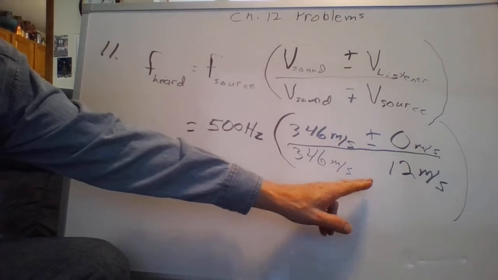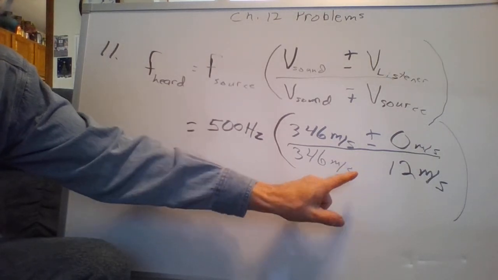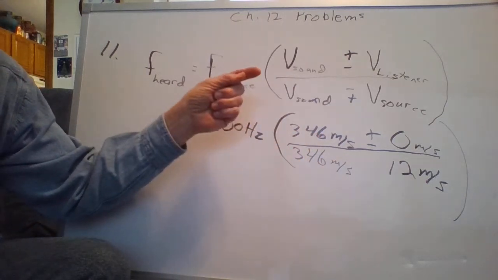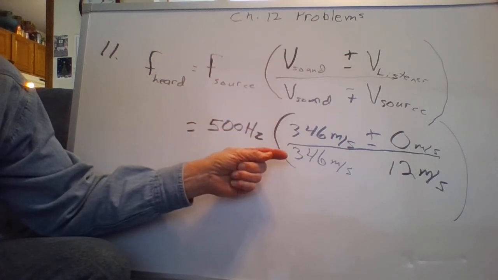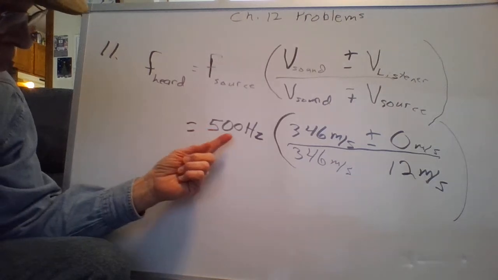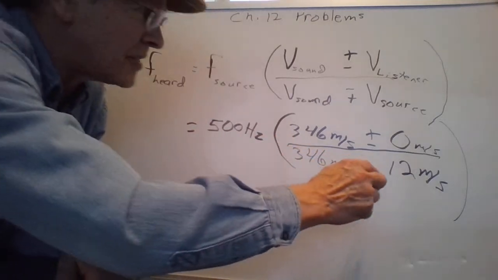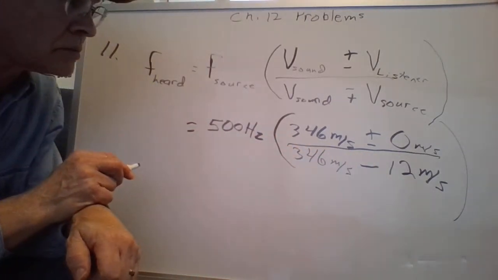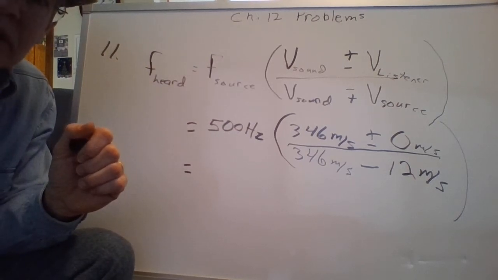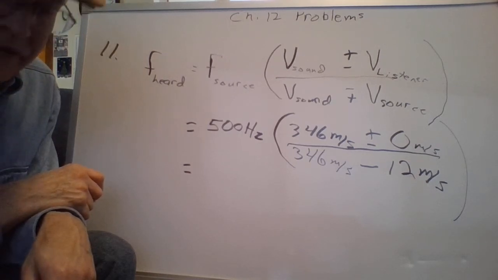Well, let's decide, if we subtract 12, that would make the denominator smaller than the numerator. And we know enough math. A numerator that's bigger than a denominator is a number bigger than 1, and a number bigger than 1 would make this a larger frequency. So that sounds good. Let's subtract 12. We should get 500 something. Let's put that in our calculator and see what we get. Well, I got 518.